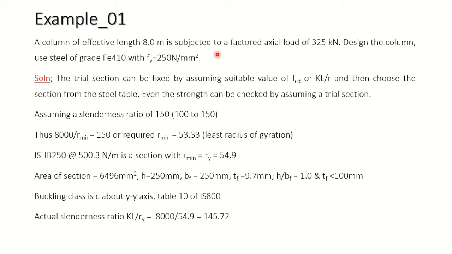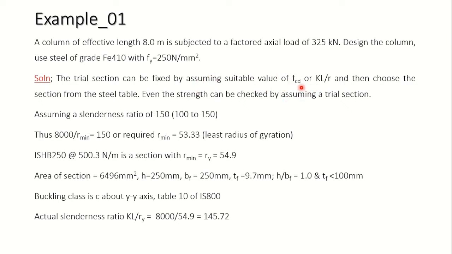So before you proceed to the design, we can either go for assuming the suitable design compressive stress, or even the slenderness ratio can be assumed, and from that we can obtain the fcd, and then we can go for choosing a section from steel table. And also we can choose a trial section from steel table, check its strength. If the strength is more than the load what is coming on the column, then you can adopt that, or you can revise the section. So this is a trial method.